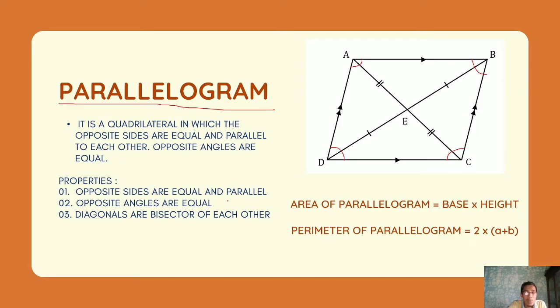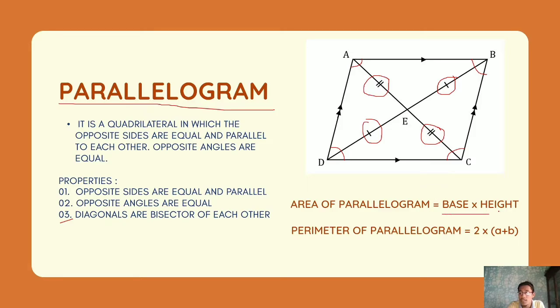Then opposite angles are equal. So angle A and angle C in this figure are equal, and angle D and angle B are equal. Last property is diagonals bisect each other. So these two diagonals AC and BD are bisecting each other into two equal halves. Here in this figure you can see the indication that AE is equal to EC and DE is equal to EB.